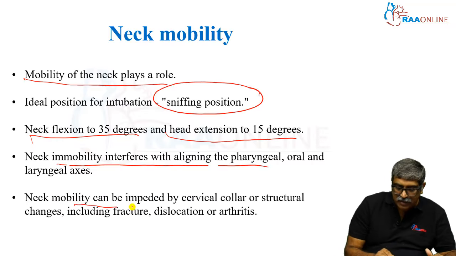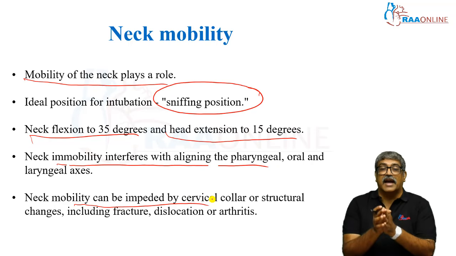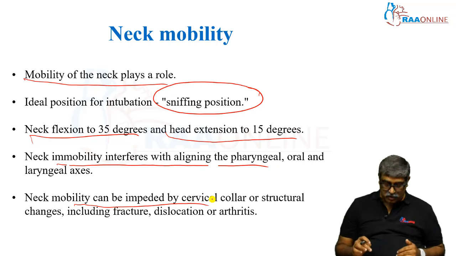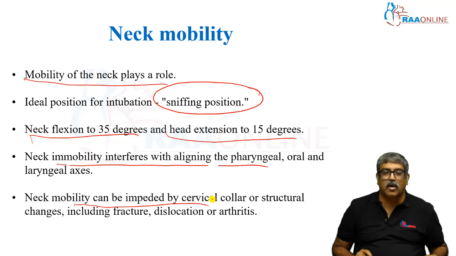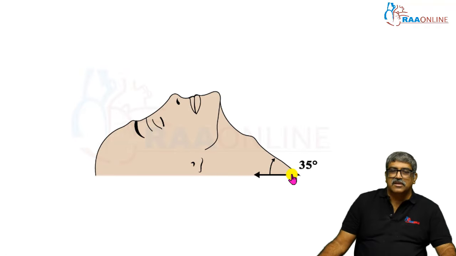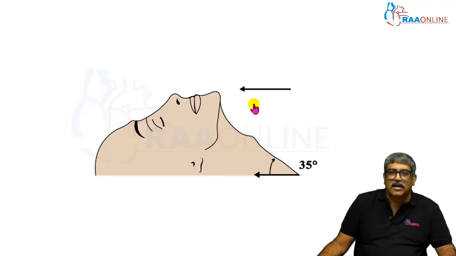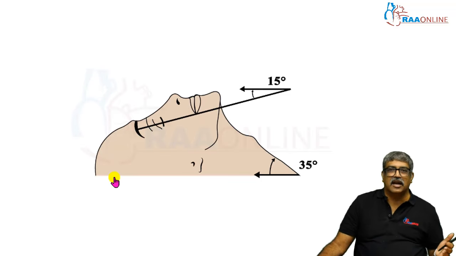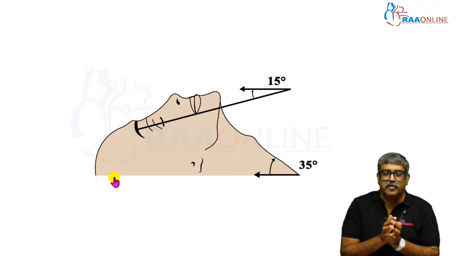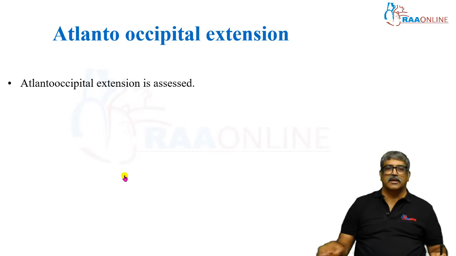Neck mobility can be impeded by a cervical collar or structural changes including fracture, dislocation or arthritis, where your neck mobility can be altered. In the sniffing position there should be 35 degrees neck flexion and 15 degrees head extension at the atlanto-occipital joint. This is the sniffing position. By doing this, you align all the three axes together.